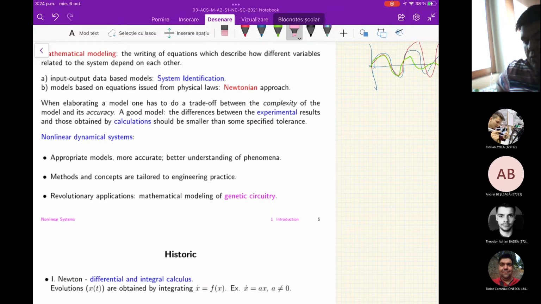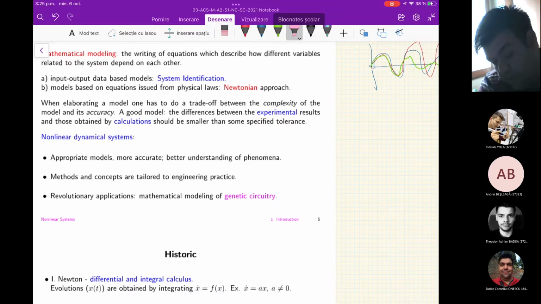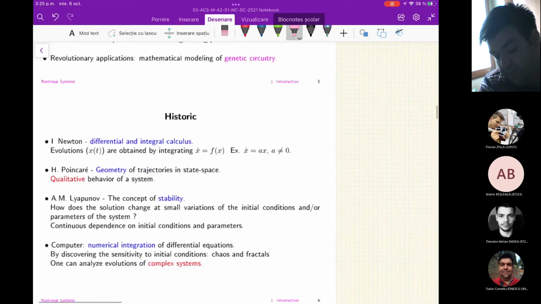Methods and concepts are tailored, of course, to engineering practice, even for nonlinear systems. For instance, one very nice domain where you can get revolutionary applications through this difficult modeling is the mathematical modeling of genetic circuitry, or, more classically, the modeling of power systems. Okay, all that's related to power generation and power storage and so on. Nonlinear systems are very appropriate for that.